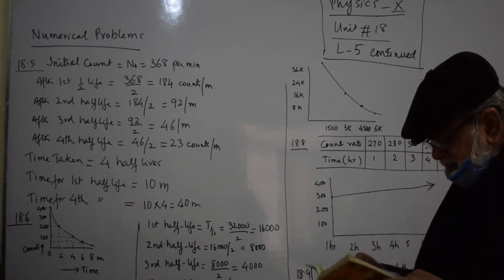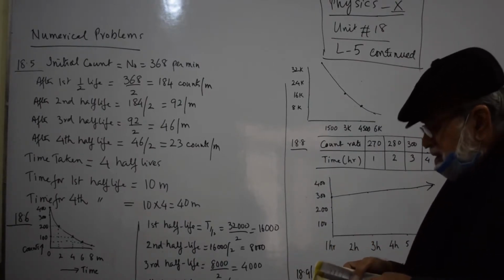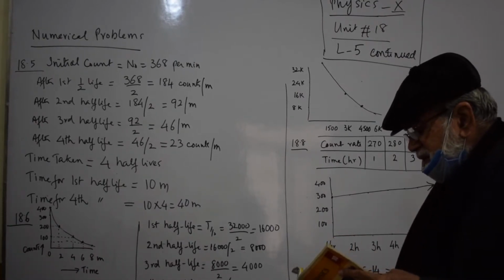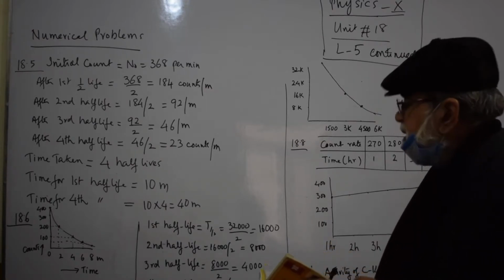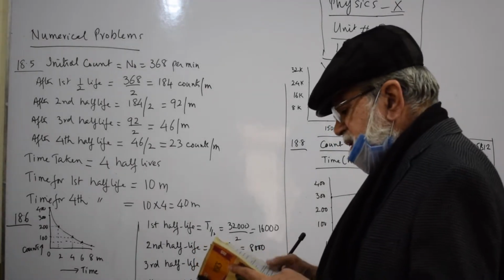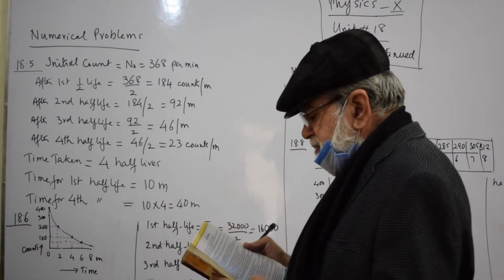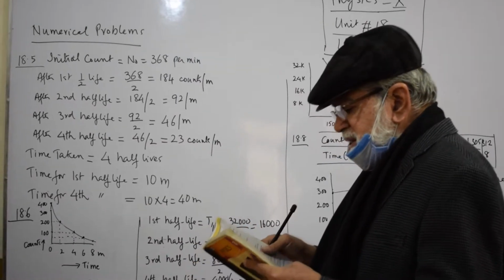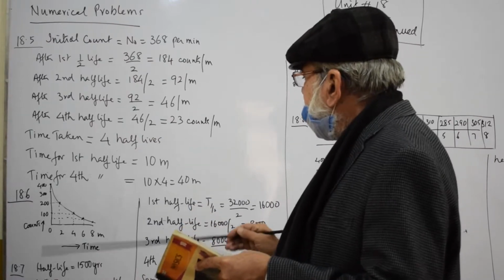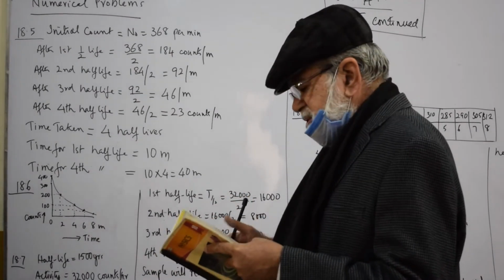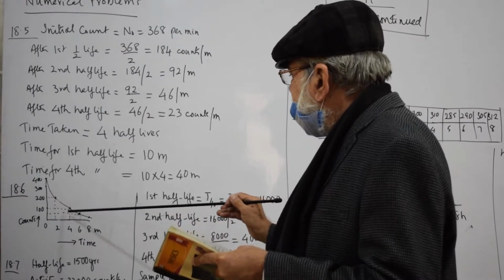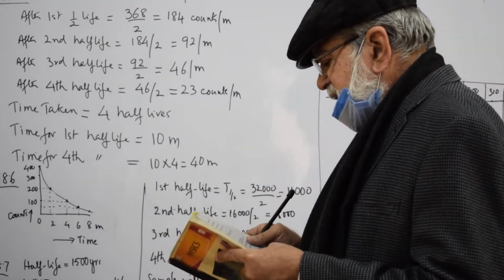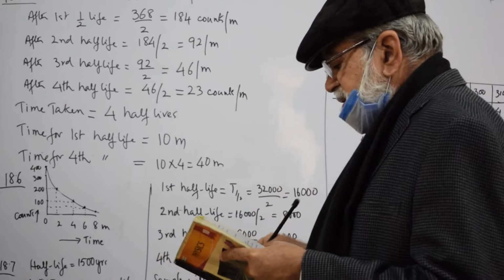Now the next one is 18.6. This says, in an experiment to measure the half-life of a radioactive element, the following results were obtained. Now these were the results that were obtained. Count rate per minute was 400 initially, then it became 200 after 2 minutes, then 100 after 4 minutes, 50 after 6 minutes, and 25 after 8 minutes. So this was the time taken.